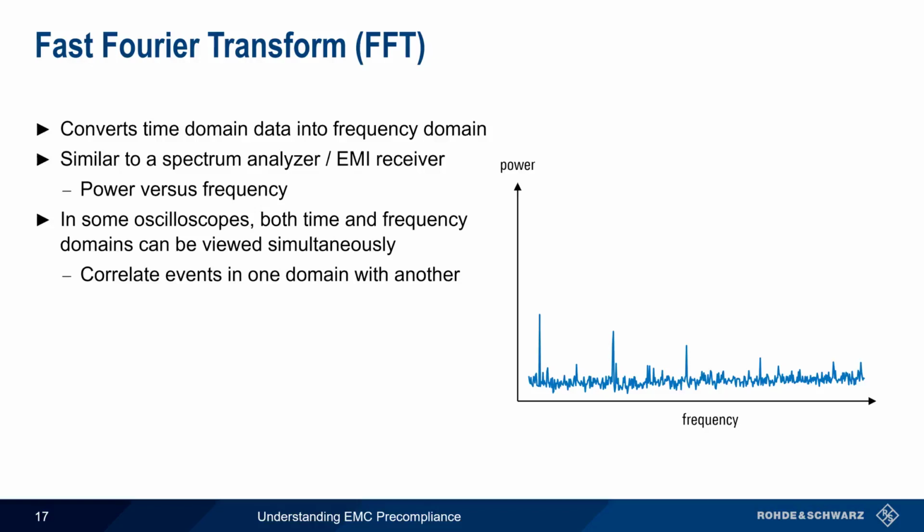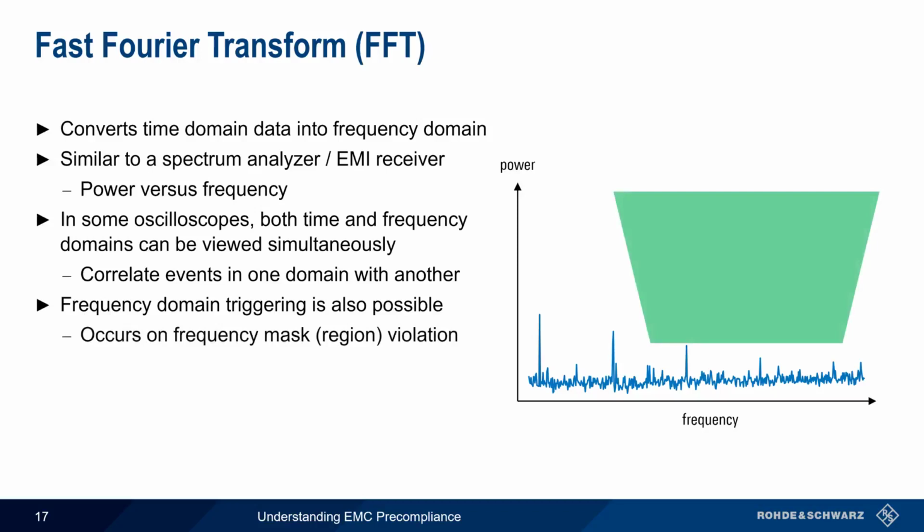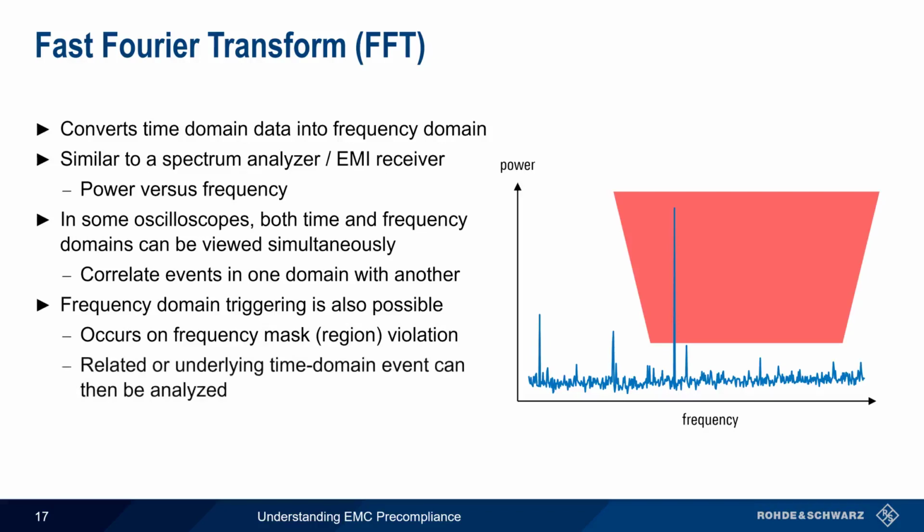For example, instead of the traditional time domain trigger found in oscilloscopes, a frequency domain trigger is often also supported. This trigger occurs when a frequency mask or region, shown here in green, is violated. Once the scope has been triggered by this frequency domain event, the related or underlying time domain event can then be analyzed to determine the root cause of the violation.